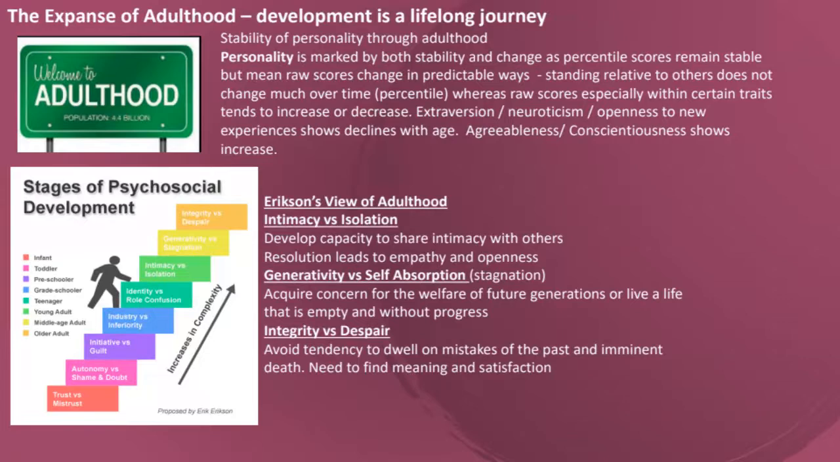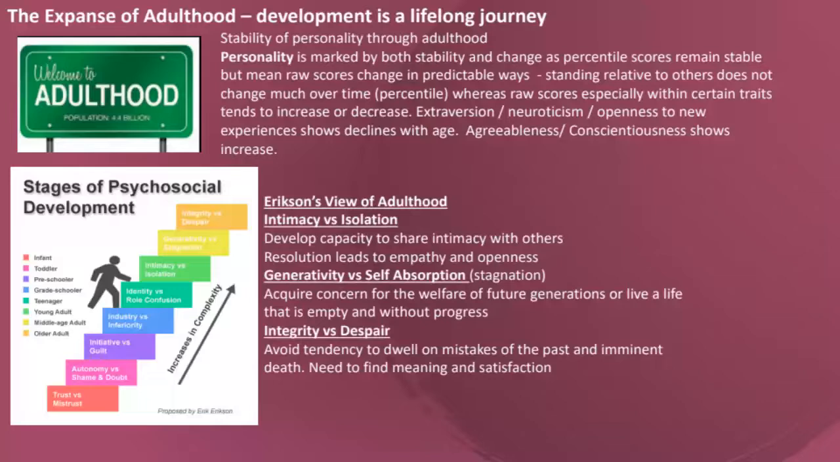And in adulthood, we revert back to Erikson again, and his stages is intimacy and isolation. So are we able to develop the capacity in adulthood to share intimacy with others? And a resolution of that leads to somebody who's got empathy and is open. The next one is generativity and self-absorption. So concern for the welfare of future generations, or a life that's empty without progress.